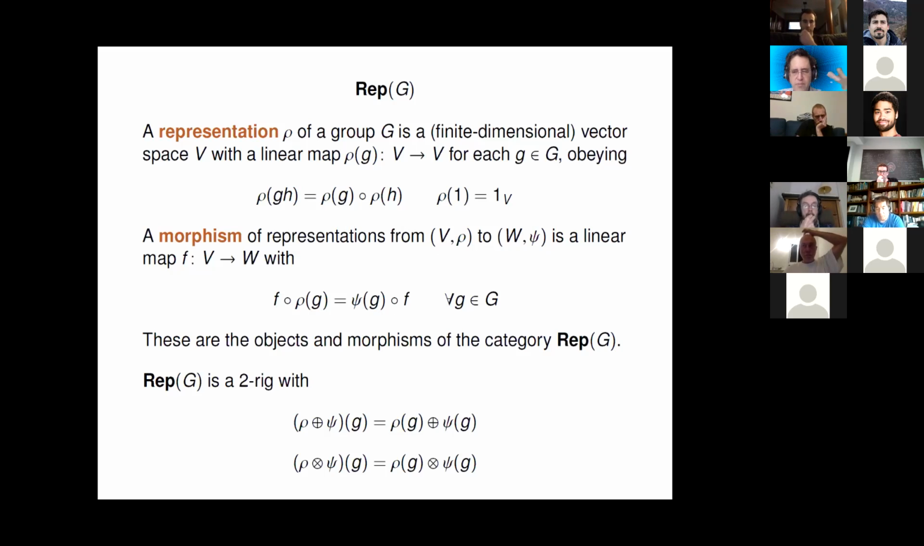So when you study representations of a group, you're really studying this category where the objects are representations and the morphisms are these kind of morphisms here. And so that's this category Rep G. Because there's a way to take a direct sum of representations or a tensor product of representations to get a new representation. And the formulas for how you do it are just these blitheringly obvious formulas that you would have guessed anyway, without being told. That's how you should do it.